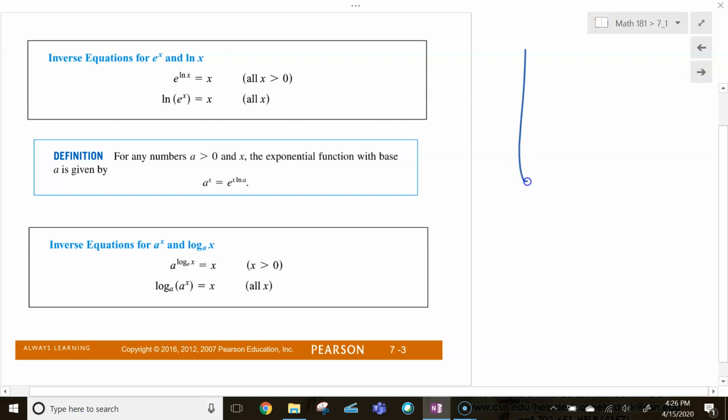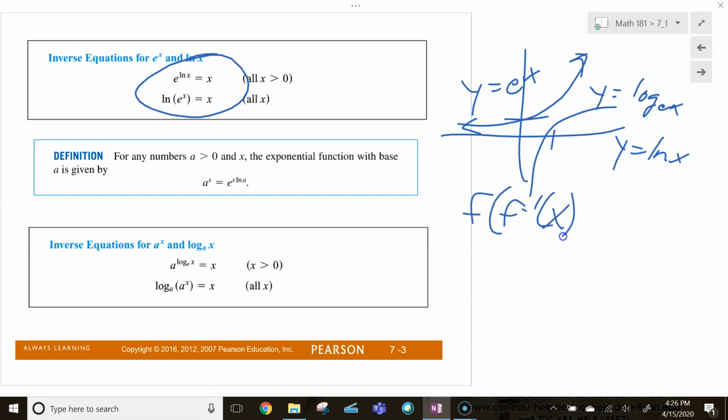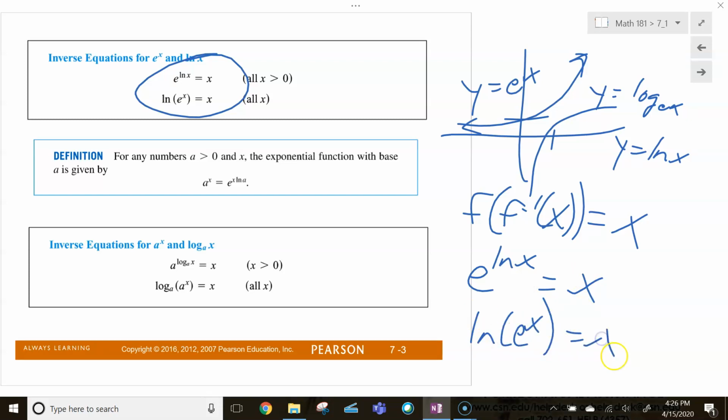If you remember, e to the x, its inverse is log base e of x, which we called the natural log of x, right? Log base e. So they undo each other, since inverses will, quote, undo each other, right? So if you do a composite function with those, e to the ln of x is x, or ln of e to the x is x.